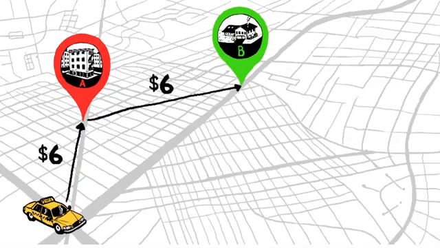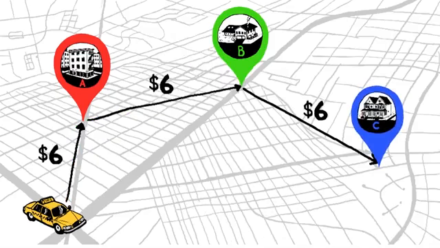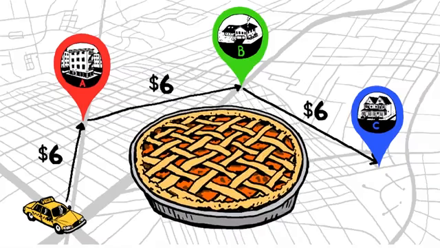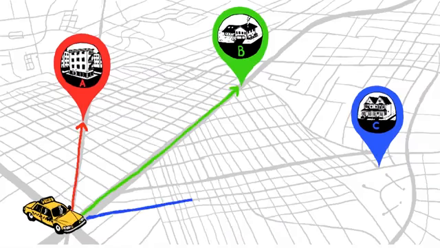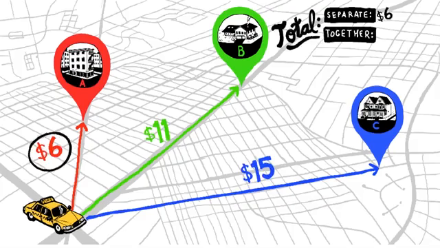So, now what do we do when we bring Carol back into the picture? The first step should be clear: we want to understand the pie. We need to know how much it would cost if each person made the trip on his own. In separate taxis, Alice would spend 6, Bob would spend 11, and let's say Carol would spend 15. The total cost would be 6 plus 11 plus 15, or 32.